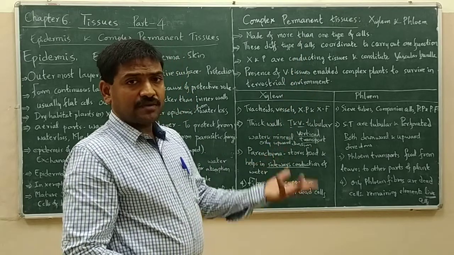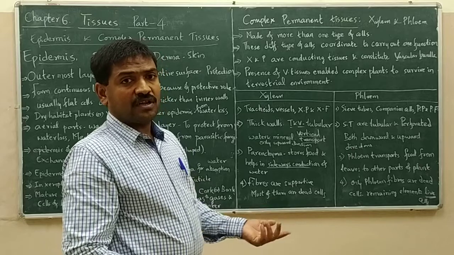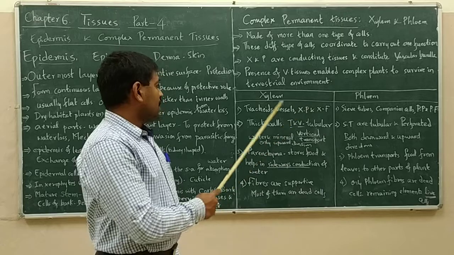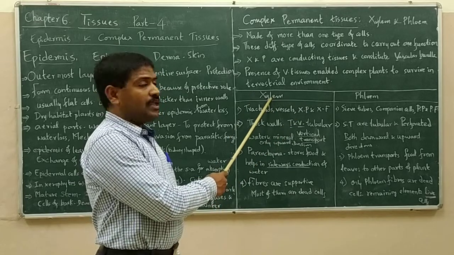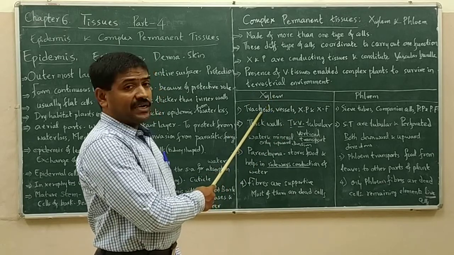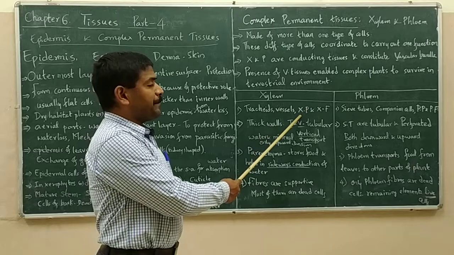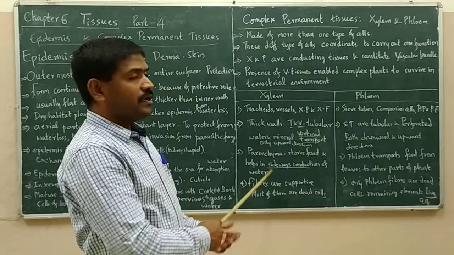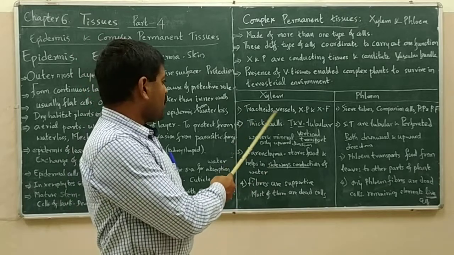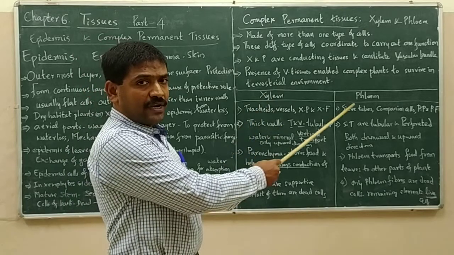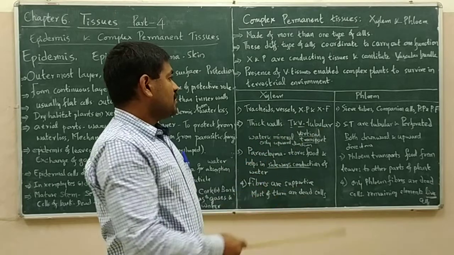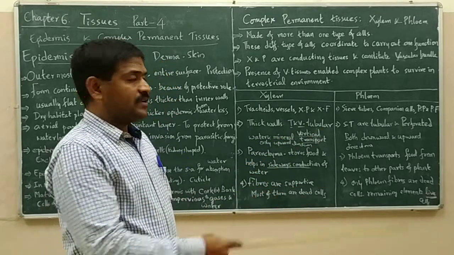And what are the various structural and functional features of xylem and phloem? First, let us discuss xylem. Xylem is made up of four elements. They are tracheids, vessels, xylem parenchyma, and xylem fibers. The cells of all these elements have thick walls, and tracheids and vessels are the tubular elements.